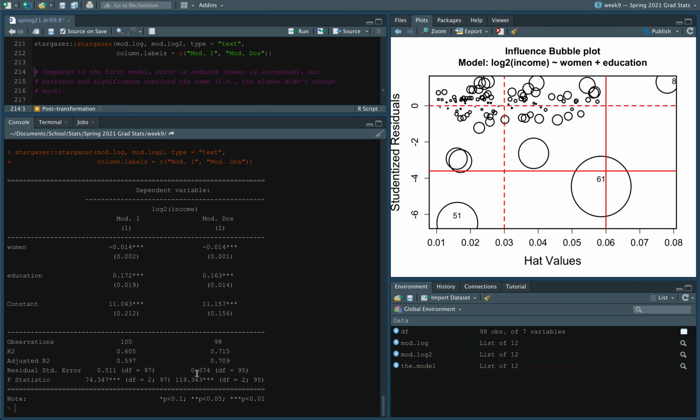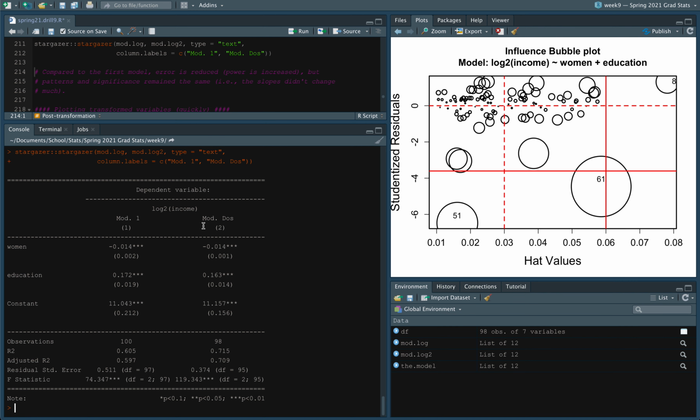When we look at these together, we can see that we had 100 observations versus 98. Notice that our standard error has gone down, which means we've increased our power, but importantly, our patterns and significance are the same. The slopes don't change much, and the significance doesn't change. Everything is still pretty well the same.